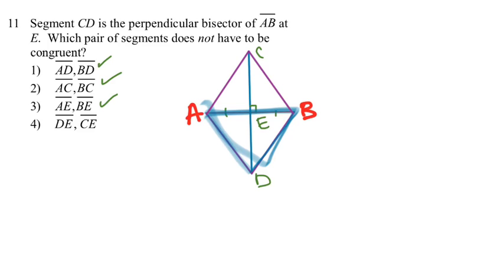And AE is in fact equal to BE because that was the perpendicular bisector, meaning the bisector cuts the line segment into two equal parts. But on the other hand, for the last portion, DE and CE, we have no idea because we have no idea if those two parts are congruent or not. Alright, let's move on to the next question.